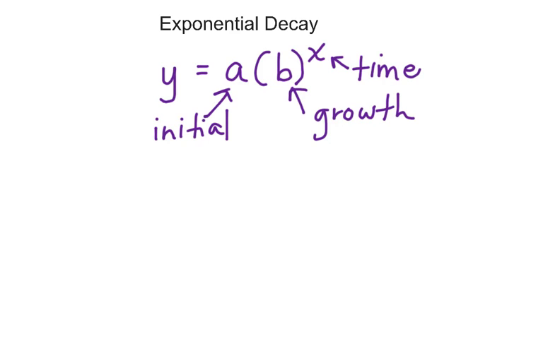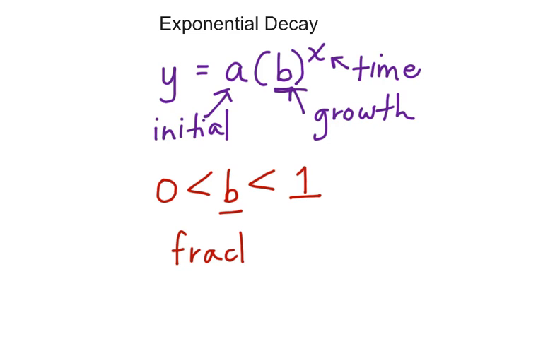But when we have an exponential decay function, B is going to be different. B is going to be greater than 0, but less than 1. So that means that B will always be a fractional value. And that fractional value could be in the form of a decimal, it could be in the form of a percent, or it could be in the form of a fraction.